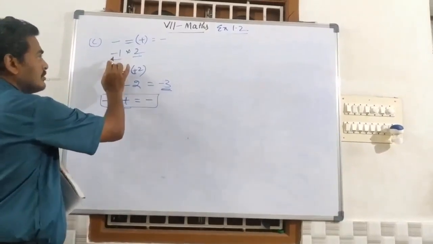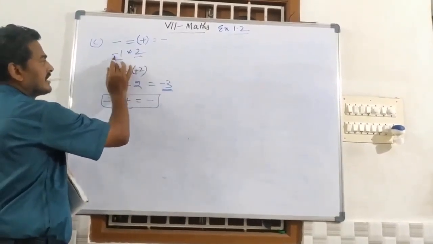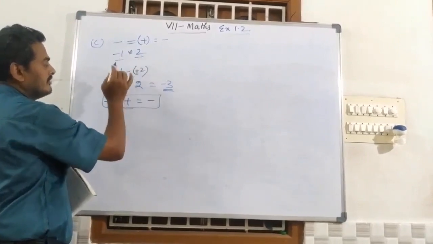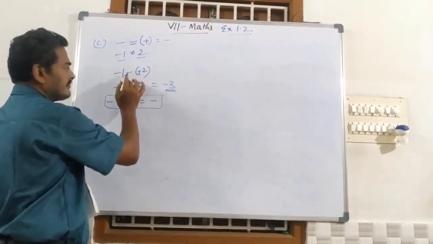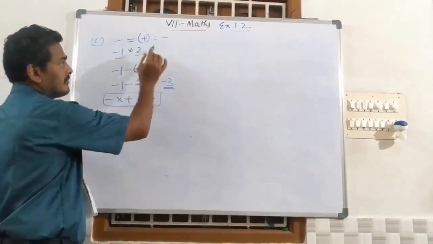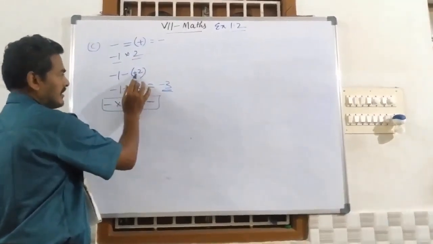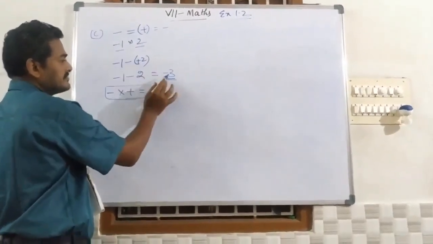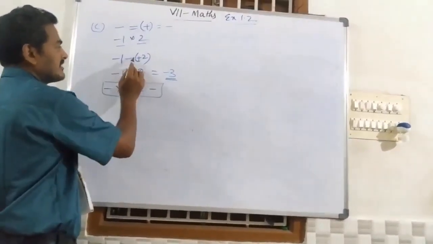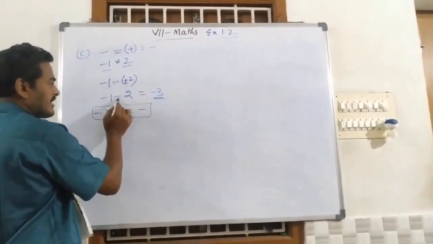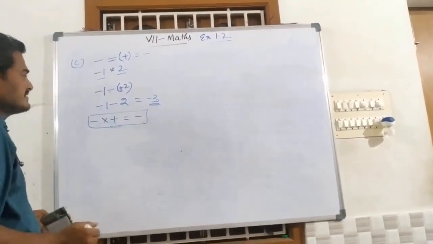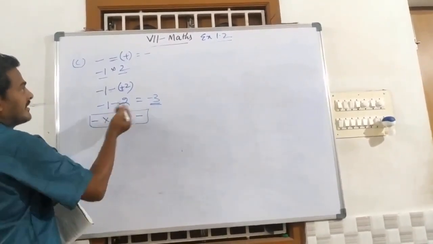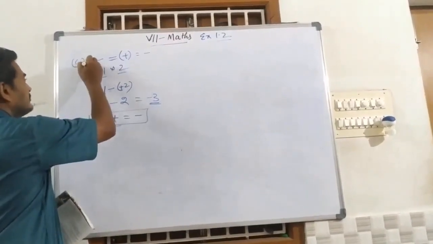So if you take a negative and a positive and find the difference, what will you get? Minus. So minus 1 and 2, the difference is minus 3. Minus 1 minus into plus is minus, so minus 1 minus 2 equals minus 3. So the result is minus 3. This is the first example.